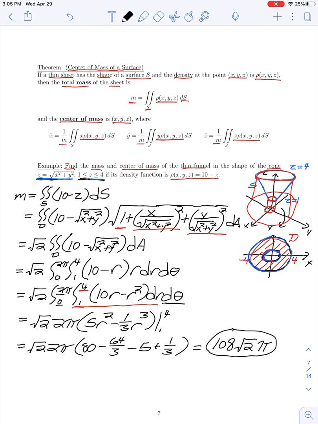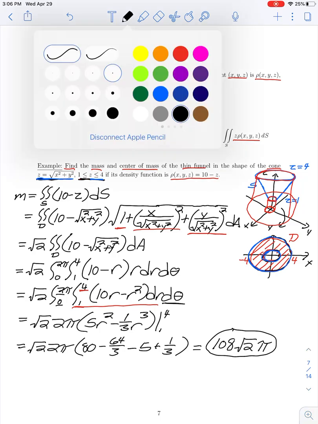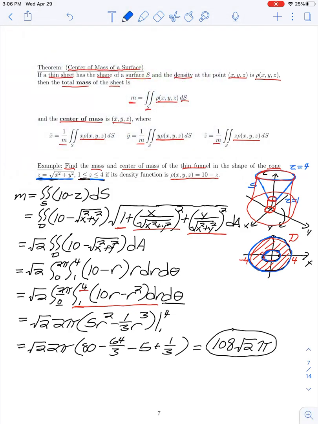Now, the second part of this question asks us to find the center of mass of this thin funnel. And I claim that 2 of the coordinates we can find immediately. So let's see how we could do it. Looking back at our surface S here, maybe outline it in blue again. So we have this funnel, which is a part of a cone. So clearly, looking at the shape of this funnel, it is symmetric about the z-axis.